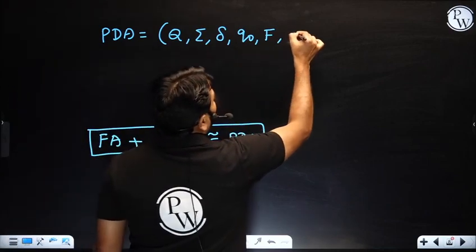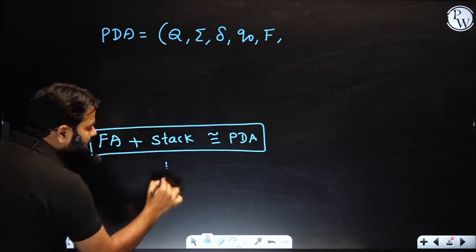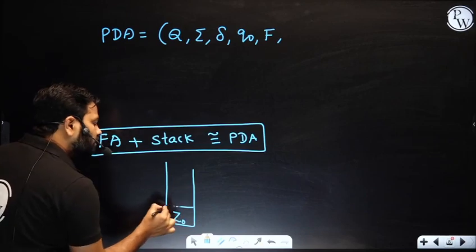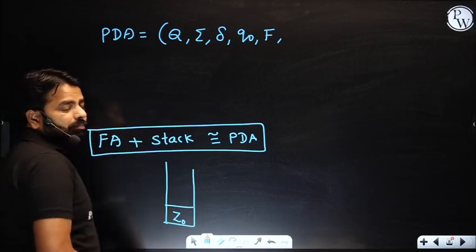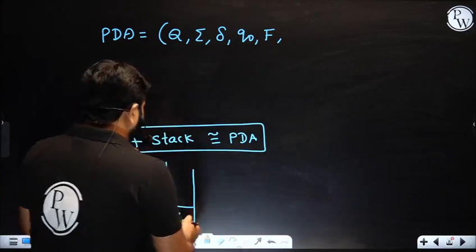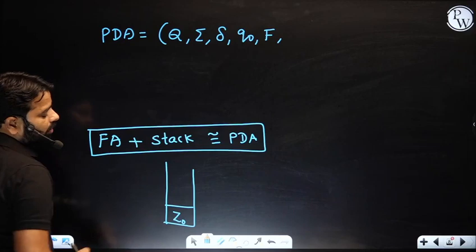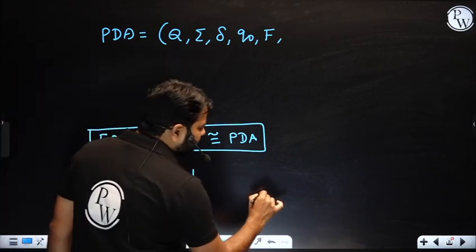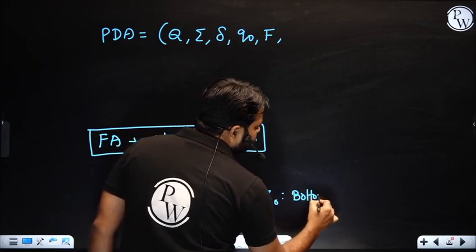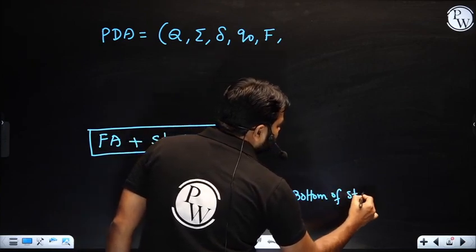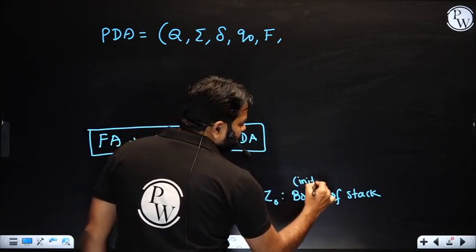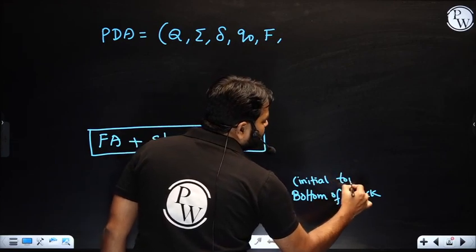Additionally, what do you require? The stack. What the stack basically includes is a special symbol we may use, Z naught. That's called the bottom of the stack or initially top of the stack. Both are the same. So this Z naught has many names. Either you may use Z naught to represent the bottom of the stack or the initial top of the stack symbol, right?